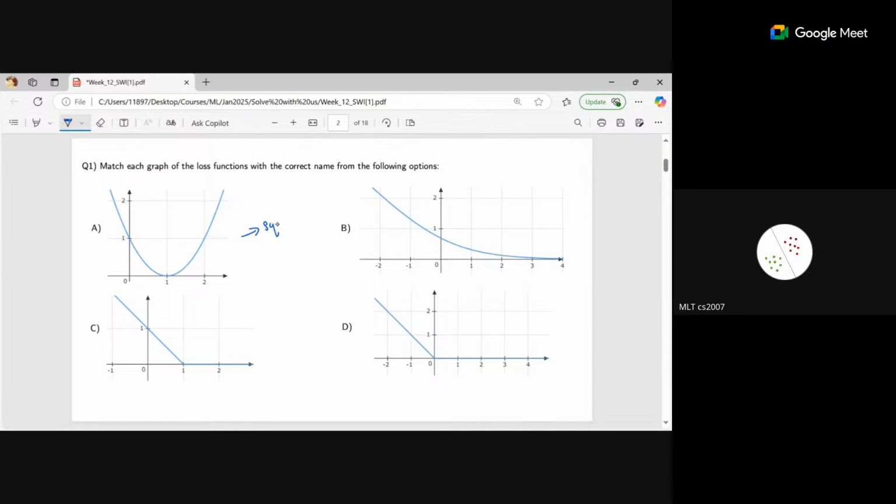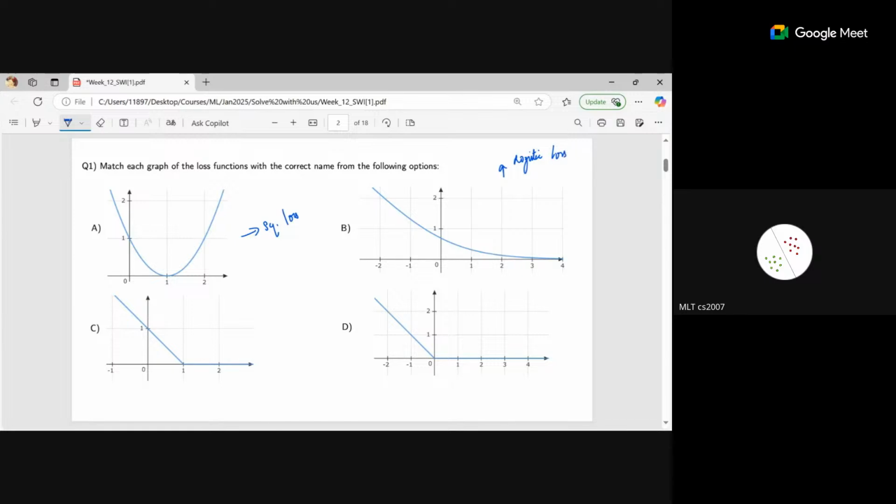So this is my squared loss. What about option B? Logistic regression. Yeah, this is the logistic loss. This is the loss that we saw when we were doing logistic regression.